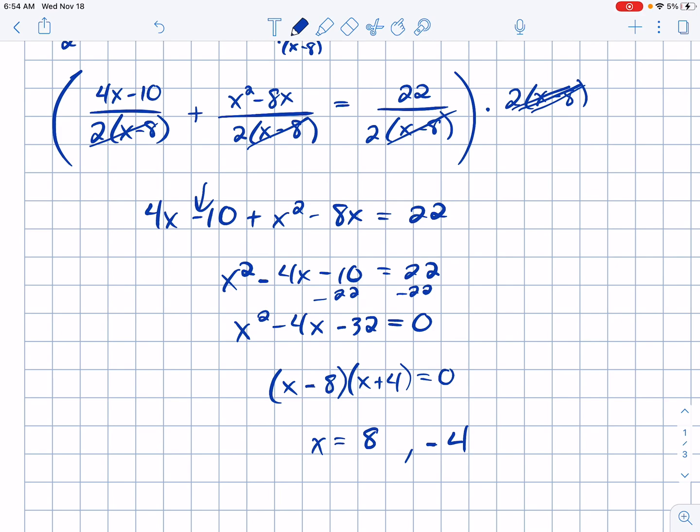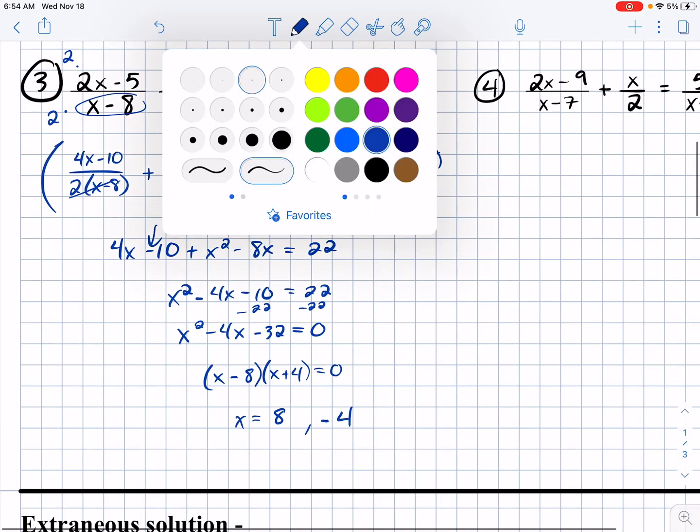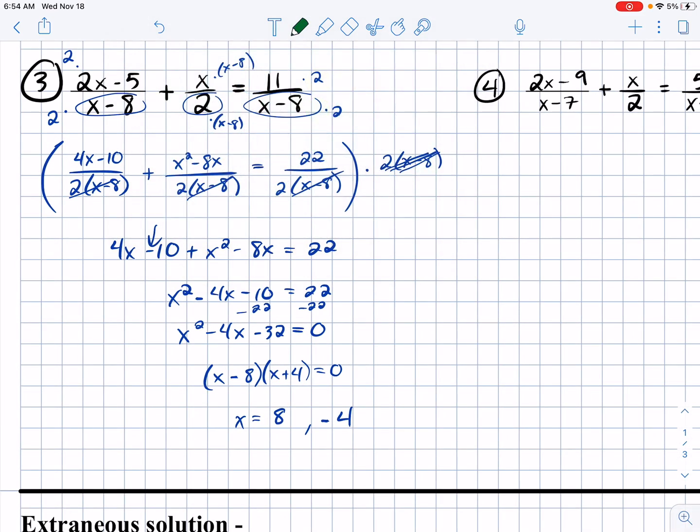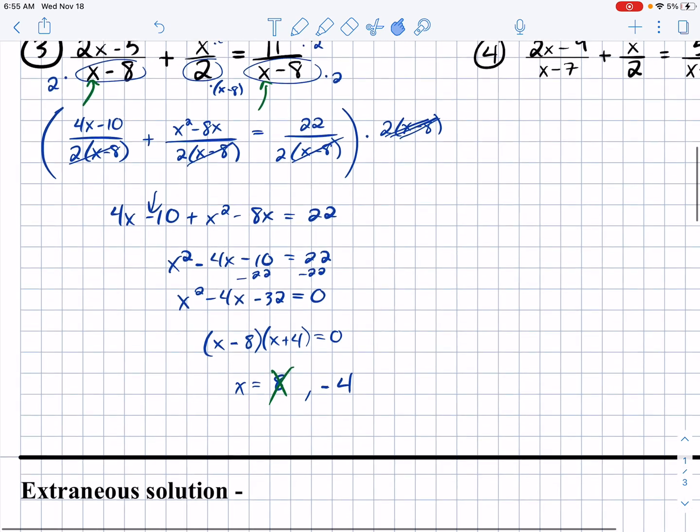Let's check them both. Okay, let's plug it into the original equation. And really, you should see a problem right away. You should see a problem with what happens when you plug in 8 in the denominator. 8 is going to give you something that's undefined in your denominator, which means this is not a solution. This is not going to work. So we're actually just going to have one solution here, negative 4.